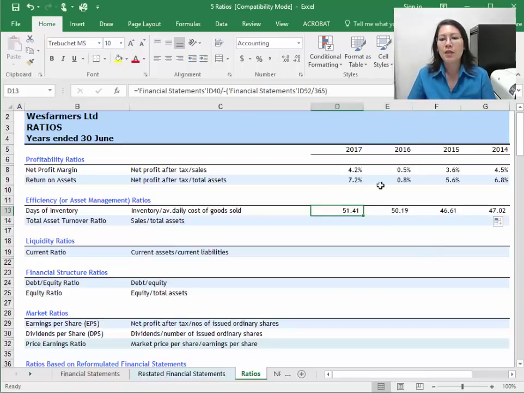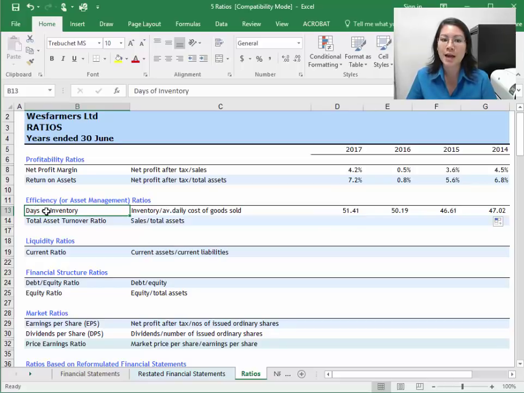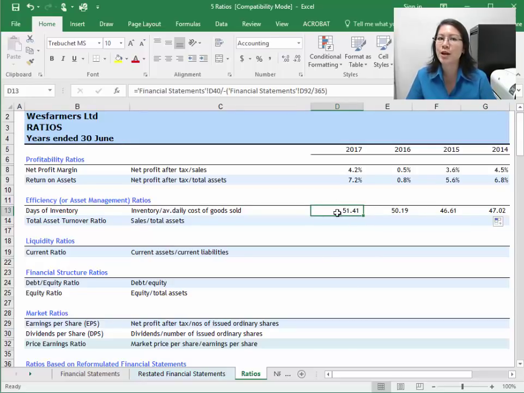Okay. This is expressed, as the name suggests, in number of days. So at the moment, in 2017, it was taking Wesfarmers on average approximately 52 days to sell their inventory. So just over a month from the time they purchase their inventory to the time they sell it. Now, again, you've got to interpret these figures in light of your company. Wesfarmers does operate Coles, which is a large amount of their financial statements.